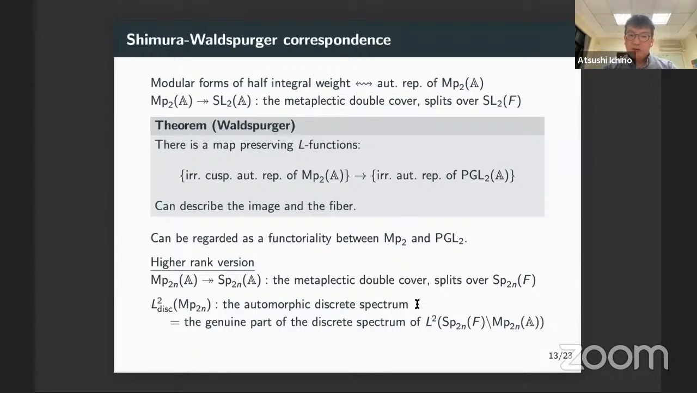Namely, we consider the Hilbert space of L2 functions on MP2n of F modulo MP2n of A. We consider its discrete part, and we don't want to consider the representations which descend to SP2n, so we take the generic part. And we'd like to describe this discrete spectrum precisely. This has been done in a joint work with Wee Teck Gan.